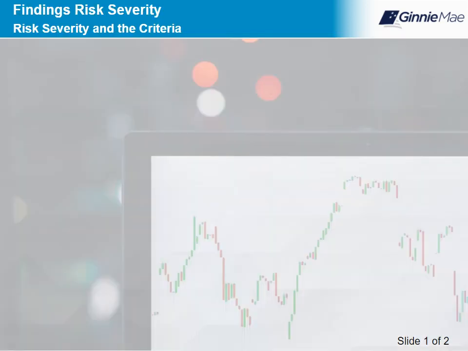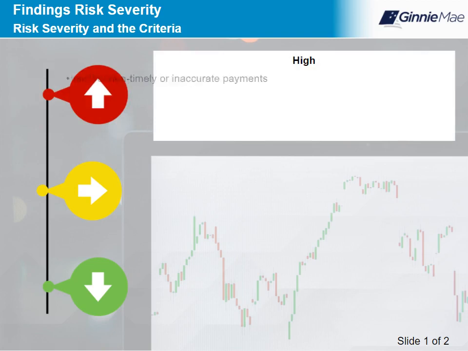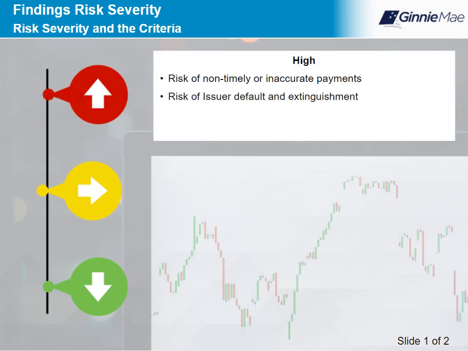When findings are issued on a compliance review, 3 risk severity levels and their associated criteria are considered. High risk poses risk to Ginnie Mae of non-timely or inaccurate payments to security holders, risk of issuer default and extinguishment by Ginnie Mae, and risk to Ginnie Mae of losses in the event of default and extinguishment.